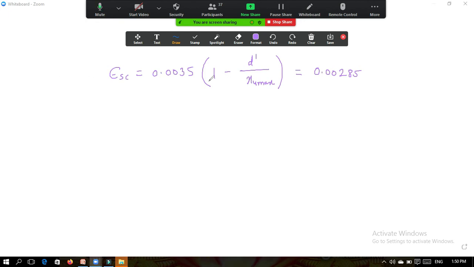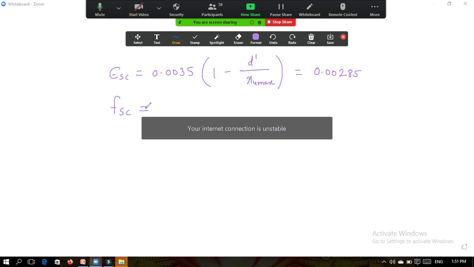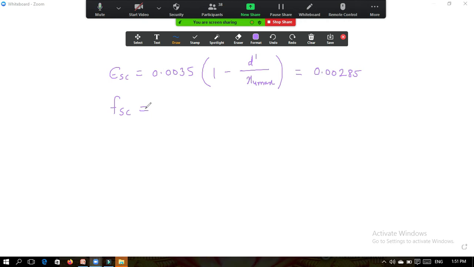So epsilon SC is equal to 0.00285, that is the answer. Now I have given you two tables, one for Fe415 and one for Fe500 at the start of this doubly reinforced section. Choose the table of Fe415 and from that table see where this value 0.00285 comes. If it is not given directly, then you have to do the interpolation and calculate the value of FSC.